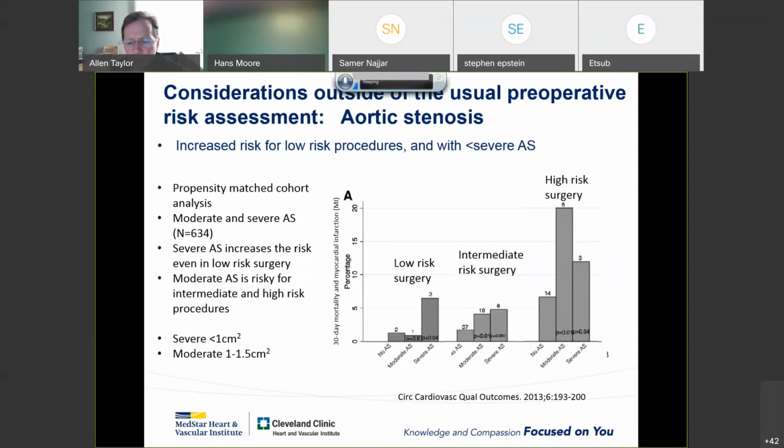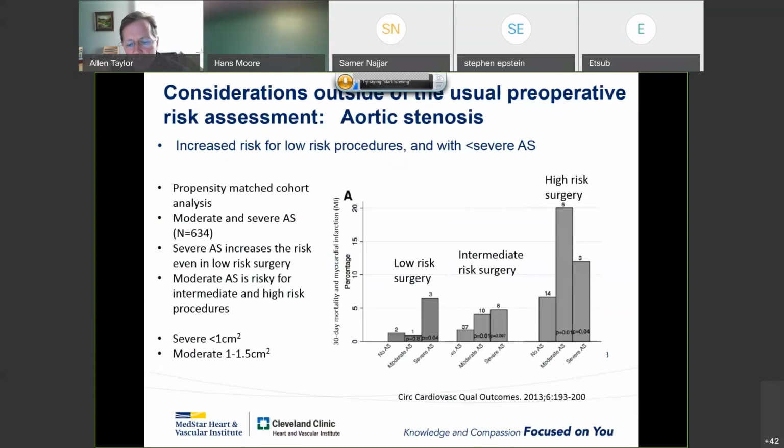And I want to just give a cautionary tale that some things are not in the RCRI and some things are not in the NSQIP, yet they are enriched in our population and we should look for them because they carry risk. So this is where you've got to go beyond that risk index and do some independent thinking. This is a propensity matched cohort analysis from Cleveland Clinic, looking at over 600 patients with moderate and severe AS and looking at the types of surgery they had and then the 30-day risk for MI and mortality.